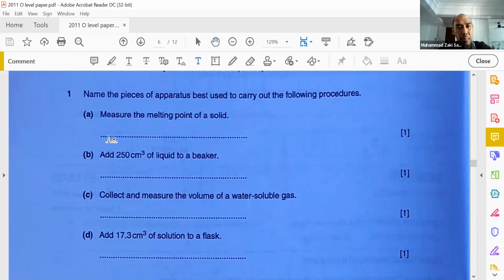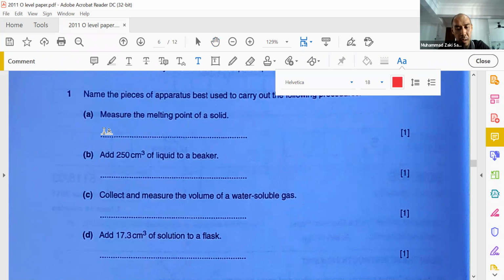To measure the melting point, it should be a thermometer, right? Then add 250 cm³ of liquid to a beaker. Remember you need to add this amount of liquid into a beaker. If you look at the volume, it is to the nearest cm³, so the best apparatus is a measuring cylinder.